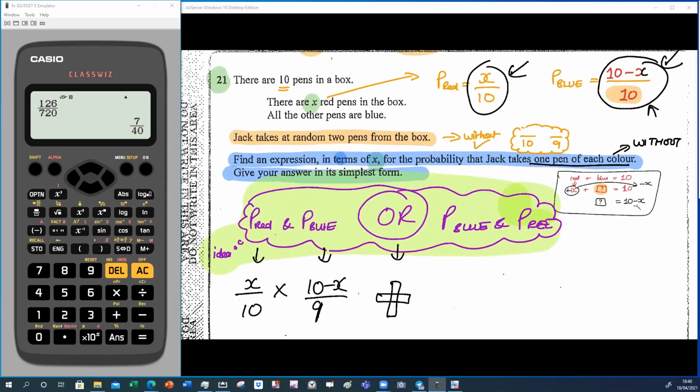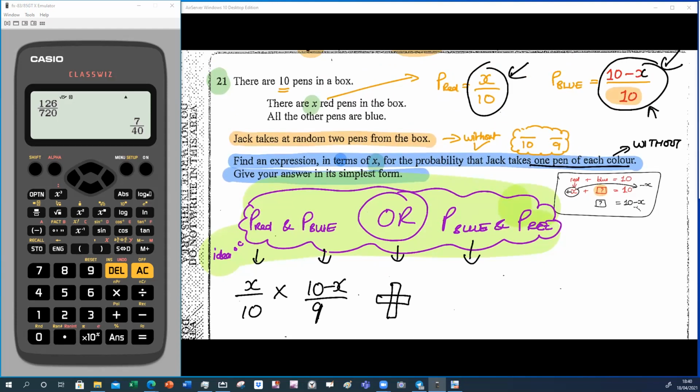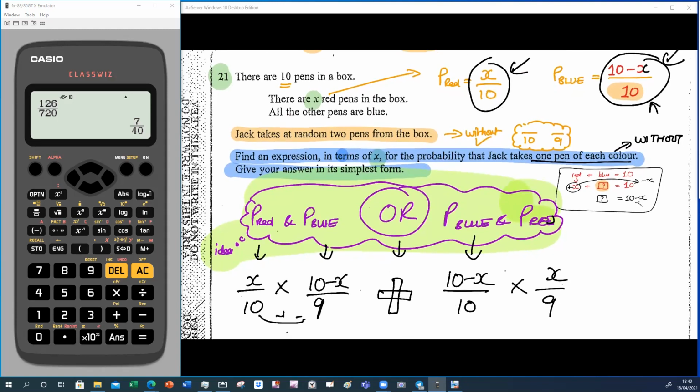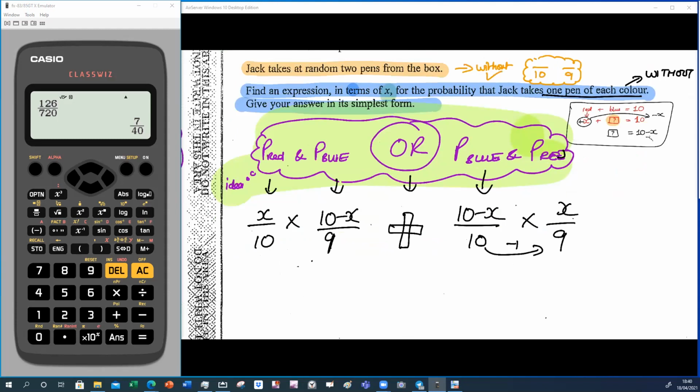Okay, what's the probability of the blue for the second part? Is it 10 minus x over 10? And what's the probability of the second one being a red? X over 9. And that is fantastic, lovely. So we have to go from 10 to 9 by minusing 1, because we're taking them out after each other. So it changes the bottom number. Okay, lovely. Right, let's get rid of this stuff now here.